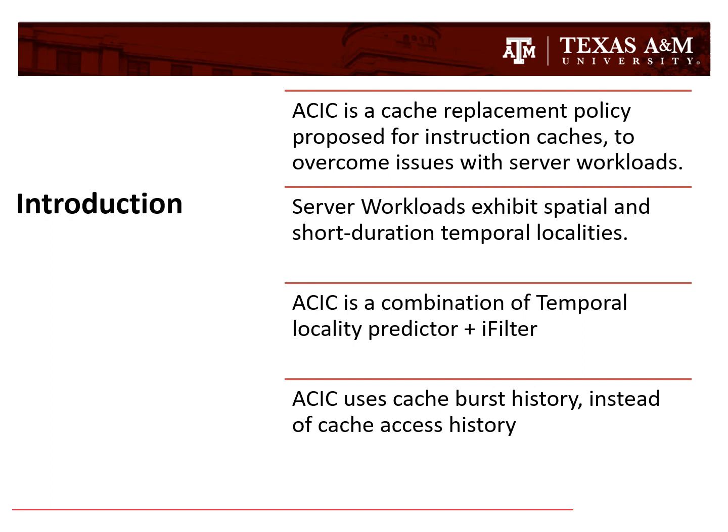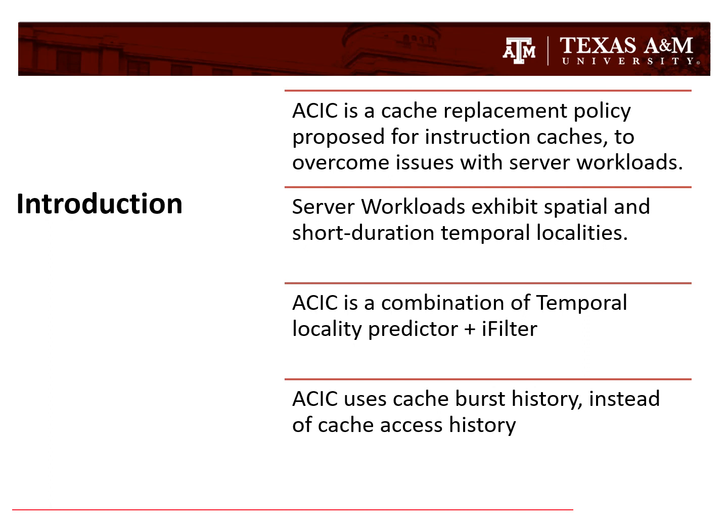ACIC is a cache replacement policy which is targeted at the instruction cache for handling issues with server workloads, which exhibit both spatial and short-term temporal localities. That is, they have long bursts of data followed by short bursts. Handling such data sets will be an issue with the regular LRU replacement policies, which consider only the spatial localities.